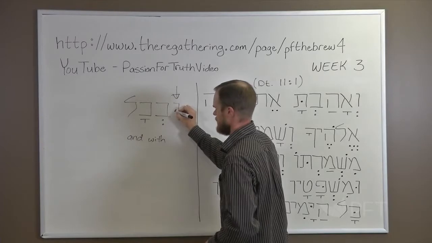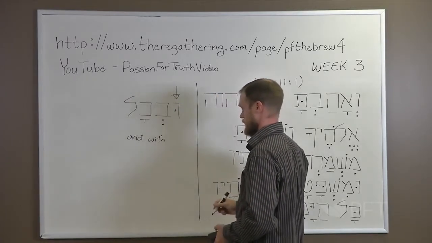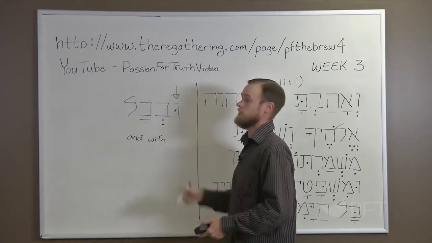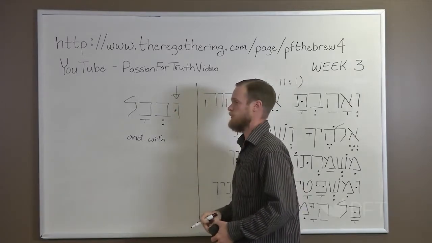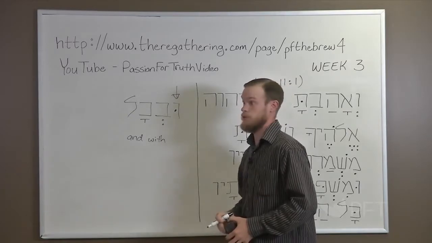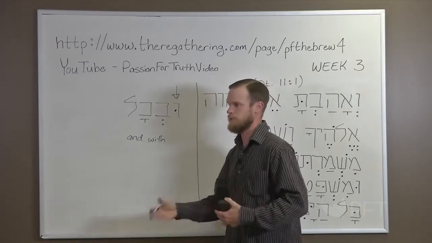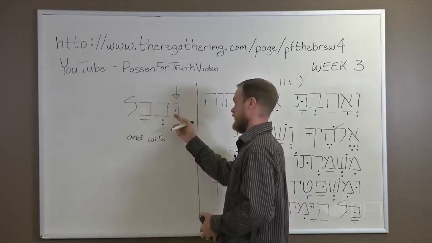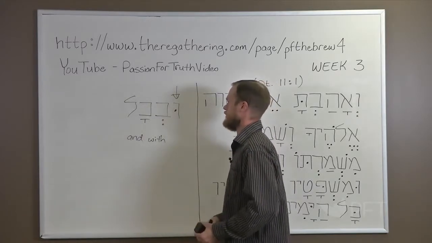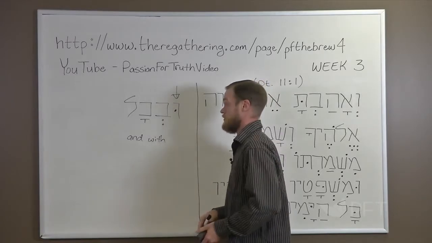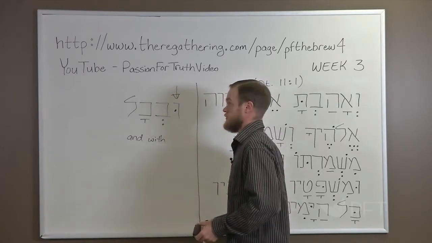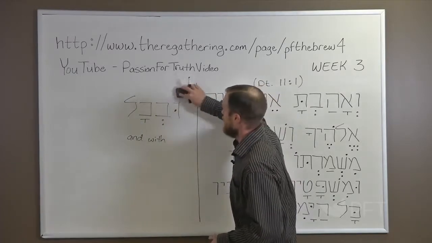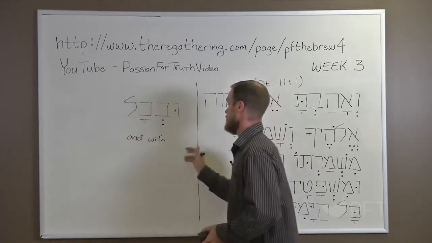I'm trying to recall exactly the rules for when the vav takes the shuruk at the beginning, but I know I see it happen a lot before baits and a lot before mems. I don't know if that's the hard and fast rule, but that's what I've noticed. So I need to look at my notes to be totally sure. But you will find that this vav can take any number of vowels at the beginning, no less than 4, probably more. But yes, it means "and" in any case.